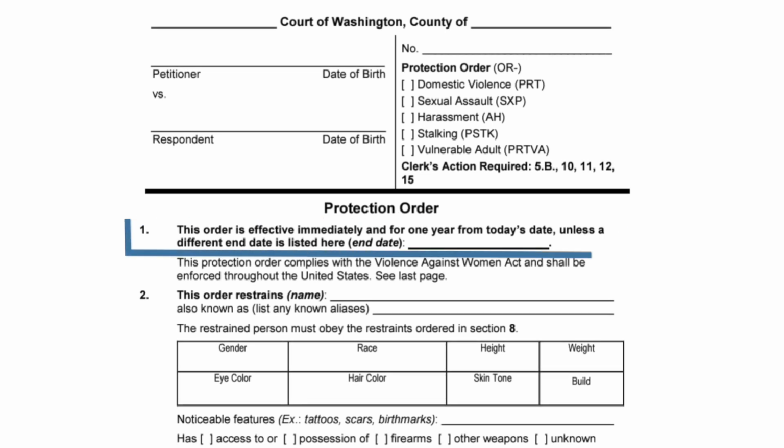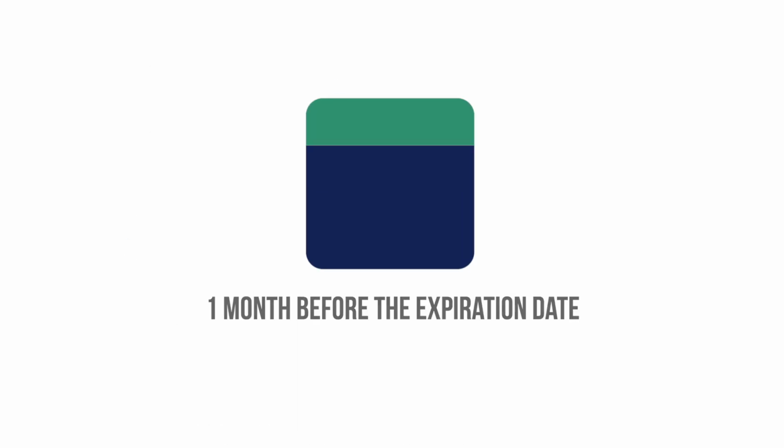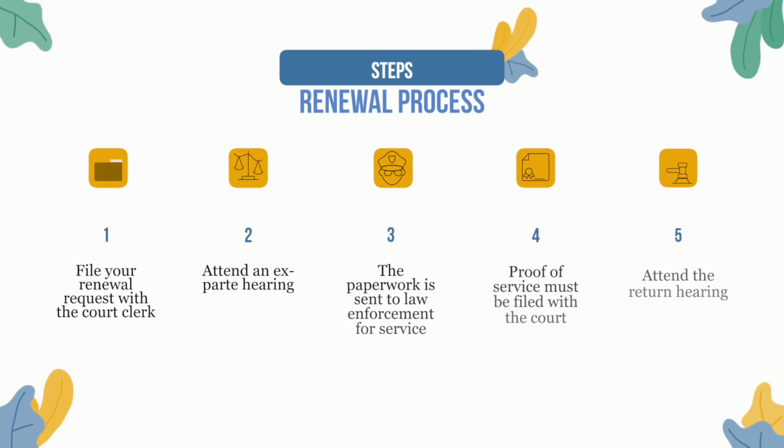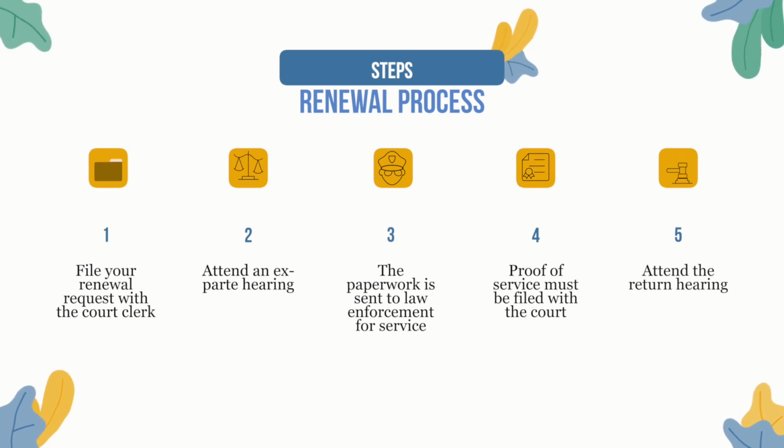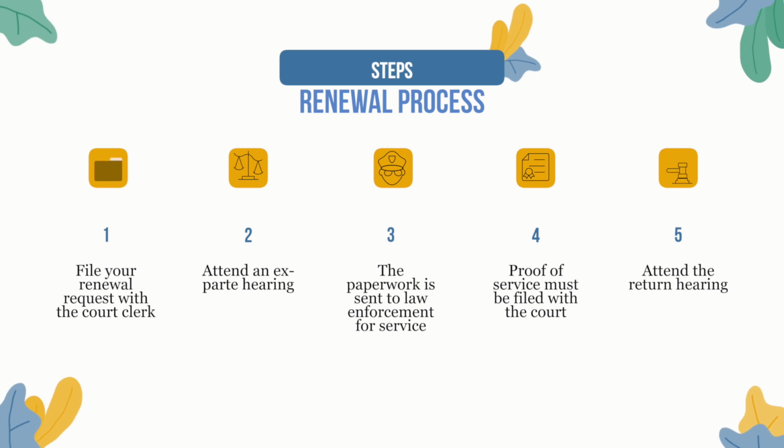It's best to renew about a month before it expires so that you both have enough time to file the order and to allow for the court to set a 2-week return hearing without needing an extension. If your order has already expired and you still need protection, you will have to file a new order.